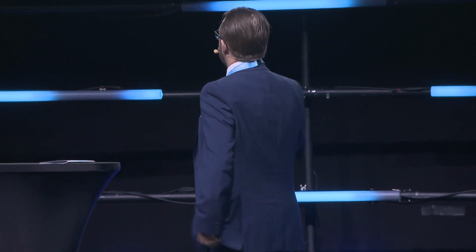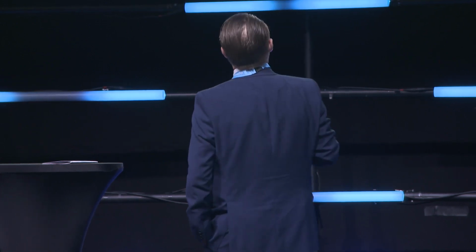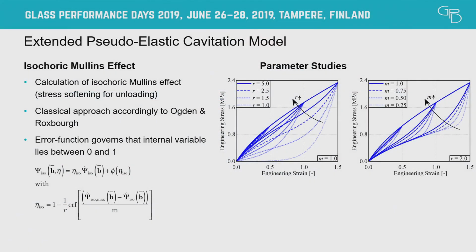And let's say classically, such a damage variable is formulated like this. We did some parameter studies, and as you can see here, we have two parameters, R and M. If we change these parameters, we can adjust the behavior on the unloading path and the reloading path. So this is the first extension of the model for the isochoric, so-called volume constant, behavior under cyclic loading.